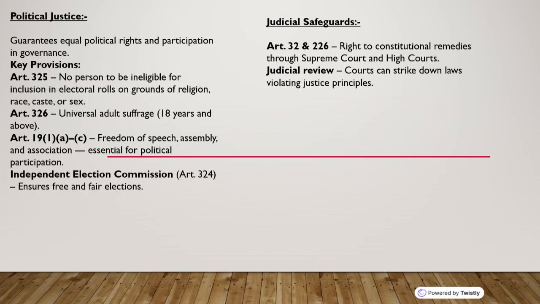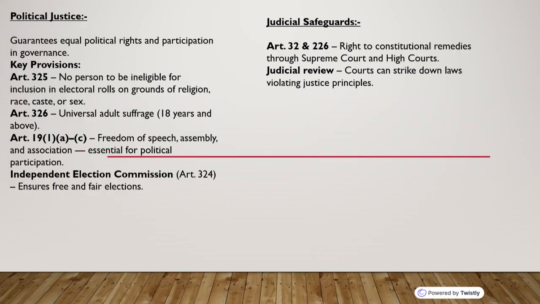Now, the political justice guarantees equal political rights and participation in governance. Key provision: no person to be ineligible for inclusion in electoral rolls on grounds of religion, race, caste, or sex. Okay, so these cannot be grounds for the disqualification of a person for participating in electoral rolls.